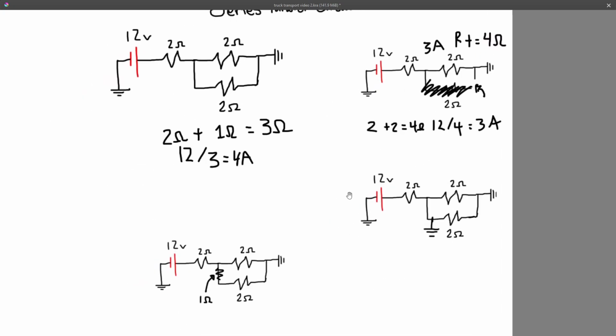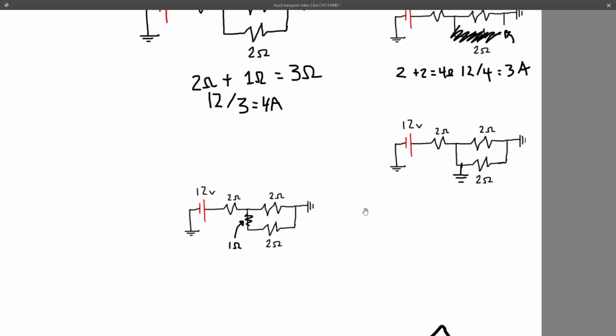I'm trying not to speed too much through it. You should kind of understand the basic concepts of a series circuit and a parallel circuit. And basically, you're just putting them together.